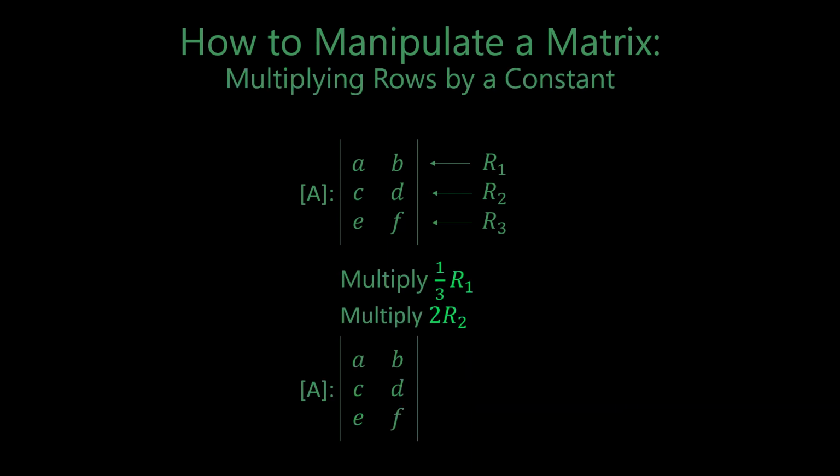Here I'm going to show you 2 separate multiplication operations because one of them is going to serve in place of a division, since we can't divide. We're going to multiply row 1 by 1/3 and multiply row 2 by 2.